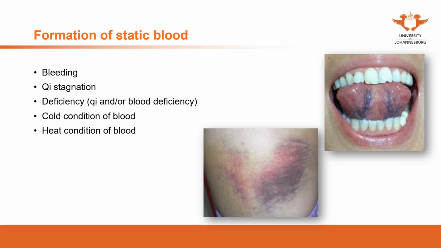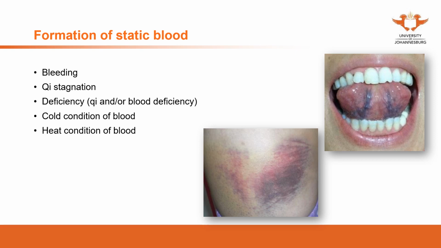And this, in other words, you also call static blood due to coldness, because the flow slowed down. The last cause of static blood is the heat condition of blood. So don't be confused. The cold condition of the blood can cause static blood, and the heat condition can also cause static blood.